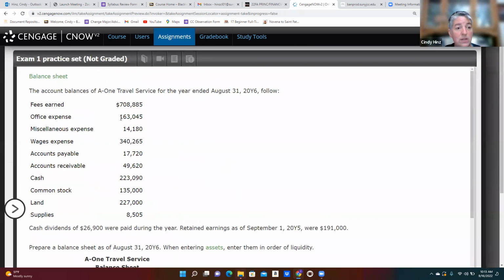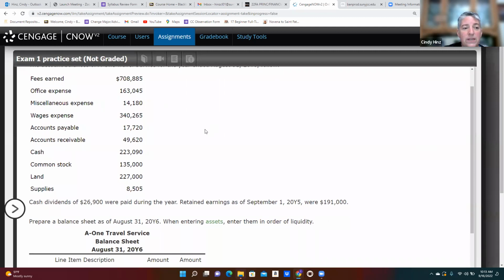We're given a series of account balances, and it's possible that some of these may not even belong on the balance sheet. So we need to go through them one at a time, identify which ones belong on the balance sheet, and put them in the appropriate place on the balance sheet. Looking at these, starting with fees earned, well, we know fees earned is a revenue account. Revenues don't belong on the balance sheet, so I'm just going to ignore that line altogether.